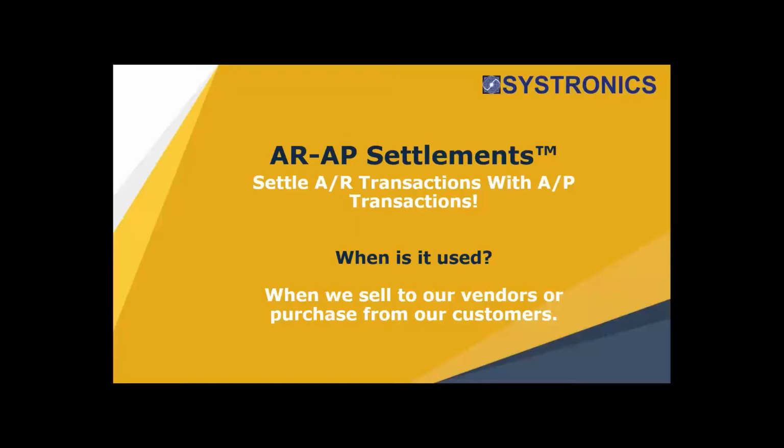Today I will introduce SYSTRONICS AR/AP settlements. In the course of business, sometimes we sell to our vendors or purchase from our customers. As you know, in Sage 300, these entities are created as vendors and customers, and there is no link between them. AR/AP settlements allows to link vendors and customers and settle their transactions with each other. Today I will show you how this can be done.